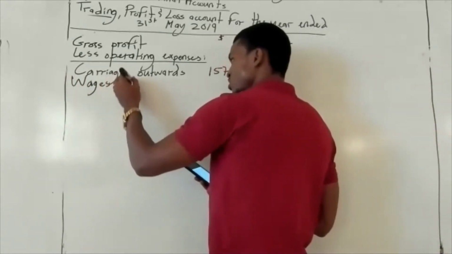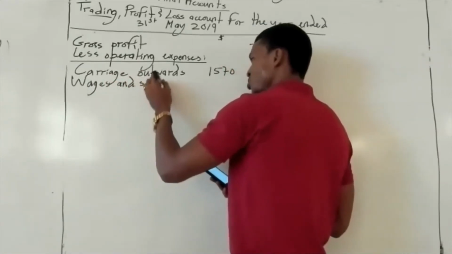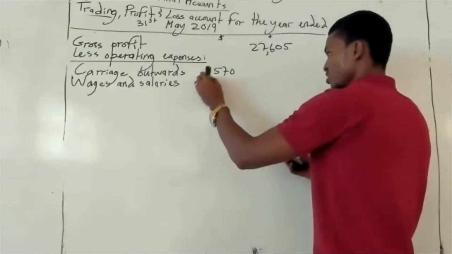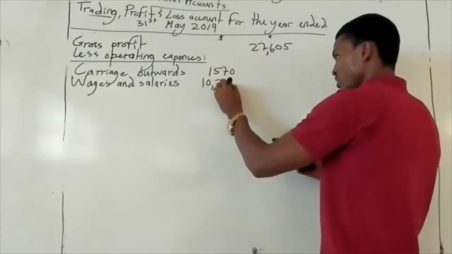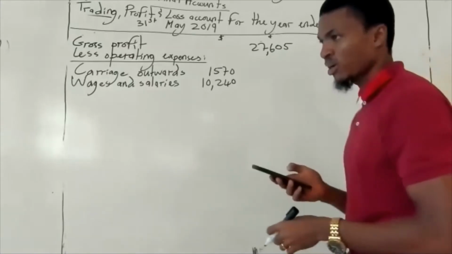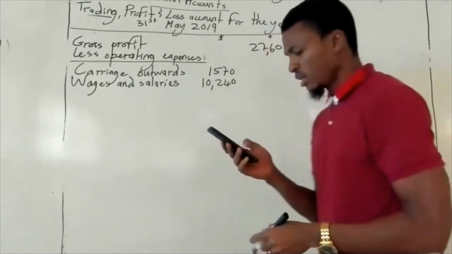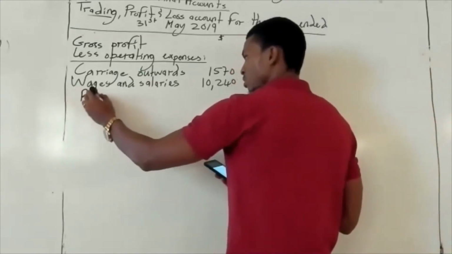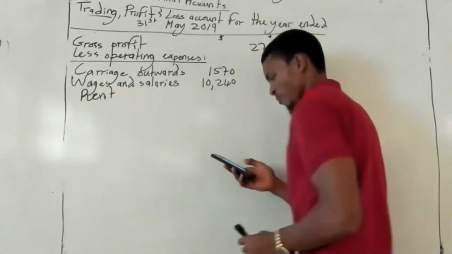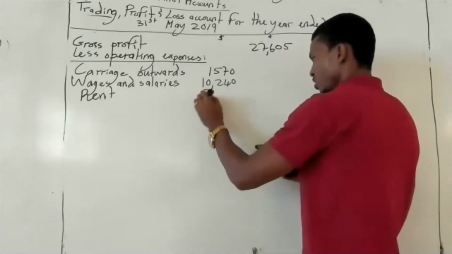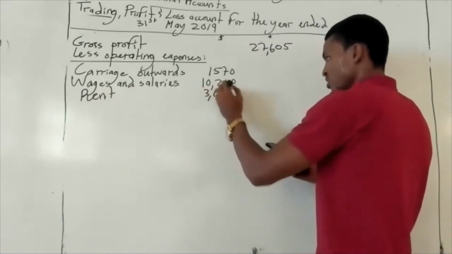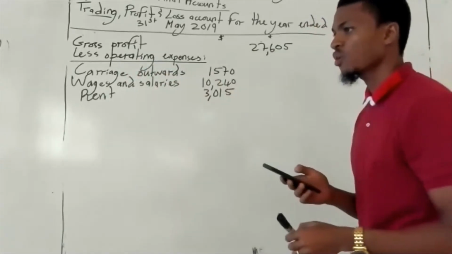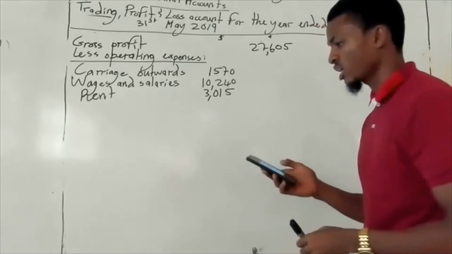We move to the next one, wages and salaries. Wages and salaries of our staff. This is an operating expense because the staff helps us operate. So if we don't pay them, at the end of the day, we won't be able to operate our business well. The next operating expense here is what? Rent. If you don't pay your rent for your business premise, there is no way you can be able to operate. That is why rent falls under operating expenses.